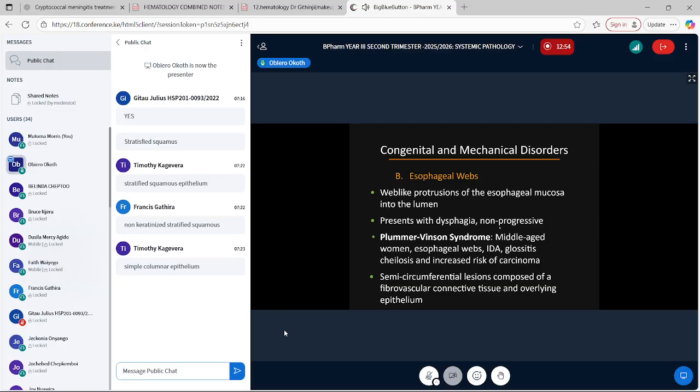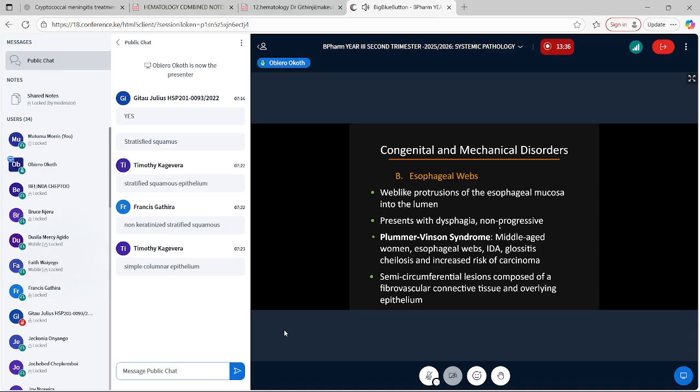Another congenital or mechanical disorder, we call them esophageal webs. These are just web-like protrusions of the esophageal mucosa into the lumen. It means the mucosa goes into the lumen and can partially block the lumen. And what you get is a dysphagia that is non-progressive. If you have a progressive dysphagia in our country, a patient, especially somebody 30 years, 29, going upward, with a progressive dysphagia. Progressive dysphagia means initially they could have difficulties only in swallowing solid food. Then it's getting worse and worse that even porridge is not passing through. Then we say that's a progressive dysphagia.